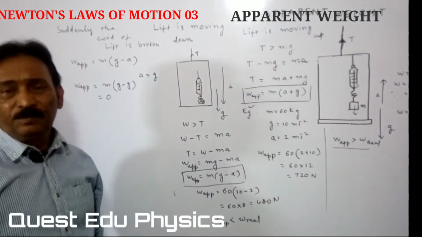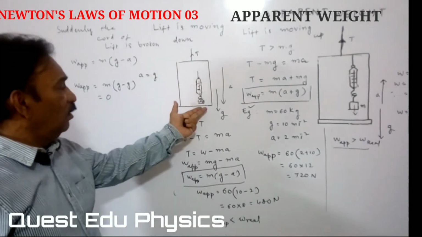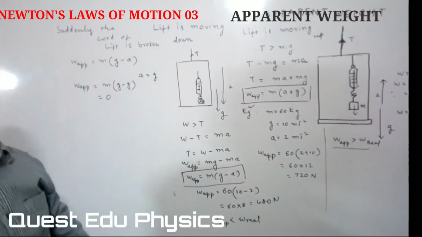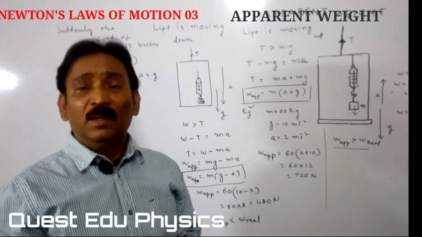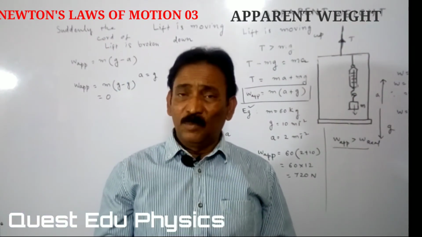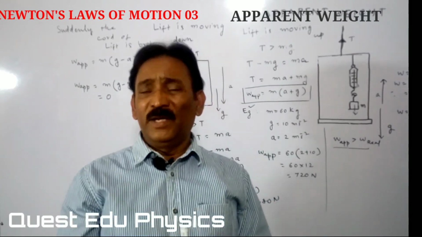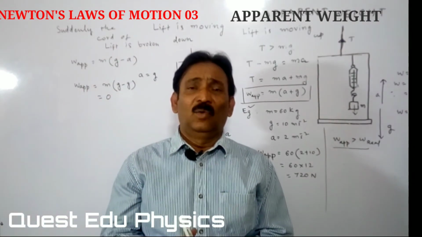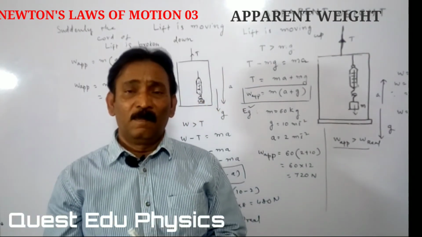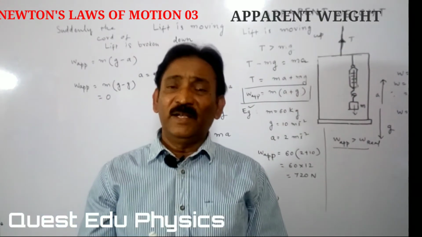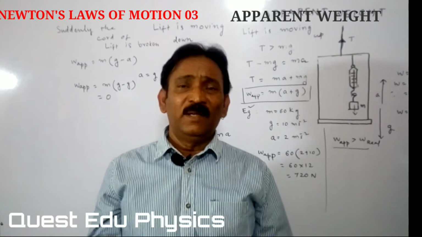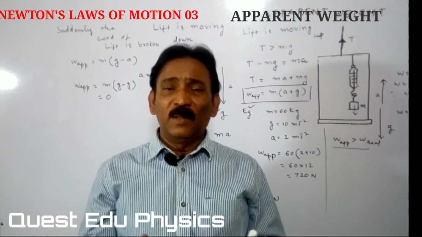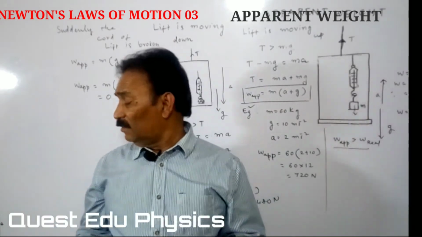Then when the lift is coming down, either you can consider a person or the mass which is hanging in, you will get similar results. And the third case, an important case: if suddenly the cord of the lift is broken, then what happens? The apparent weight of the body becomes 0. This state is known as weightlessness. Weight has been cancelled out. Weight becomes 0.